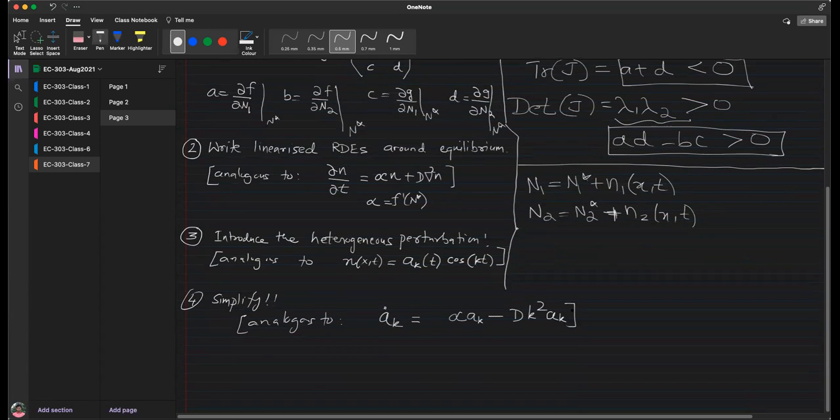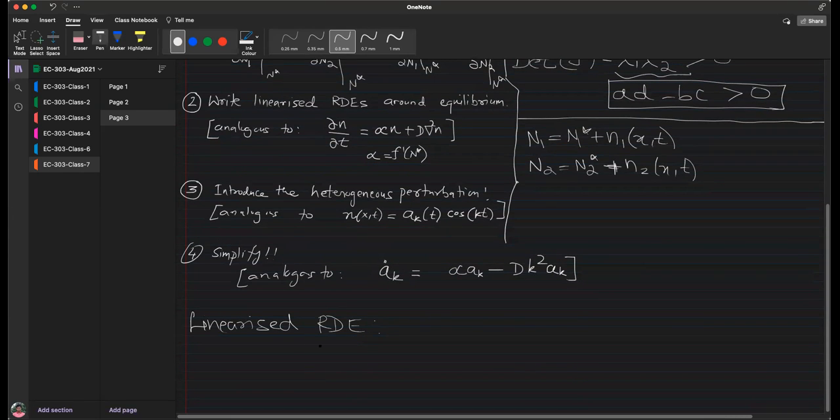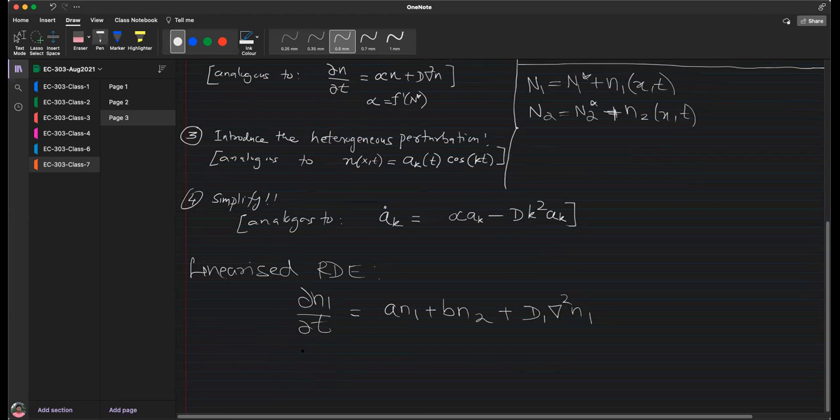I will just write that down here. So the linearized equations. If you basically apply the same principles, you will find that dou n1 by dou t must be equal to a n1 plus b n2 plus d1 del square n1, and dou n2 by dou t is equal to c n1 plus d n2 plus d2 del square n2. So this is the step 2.